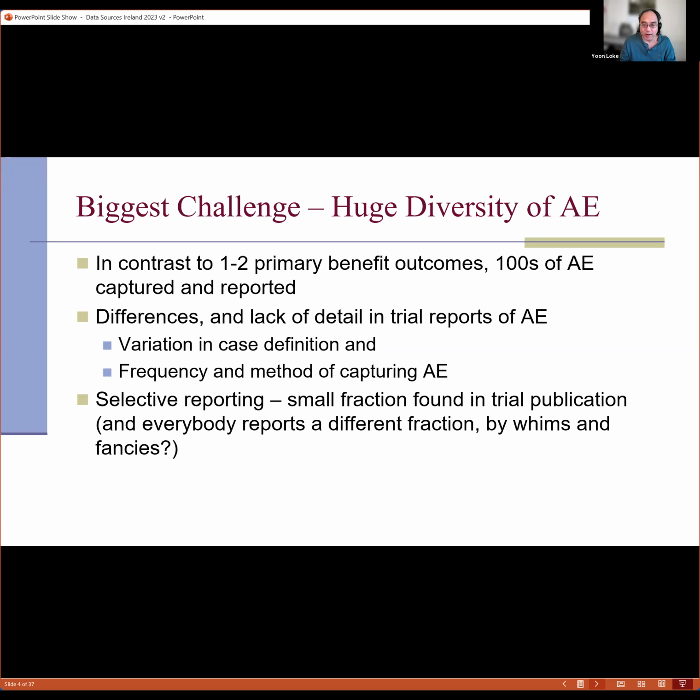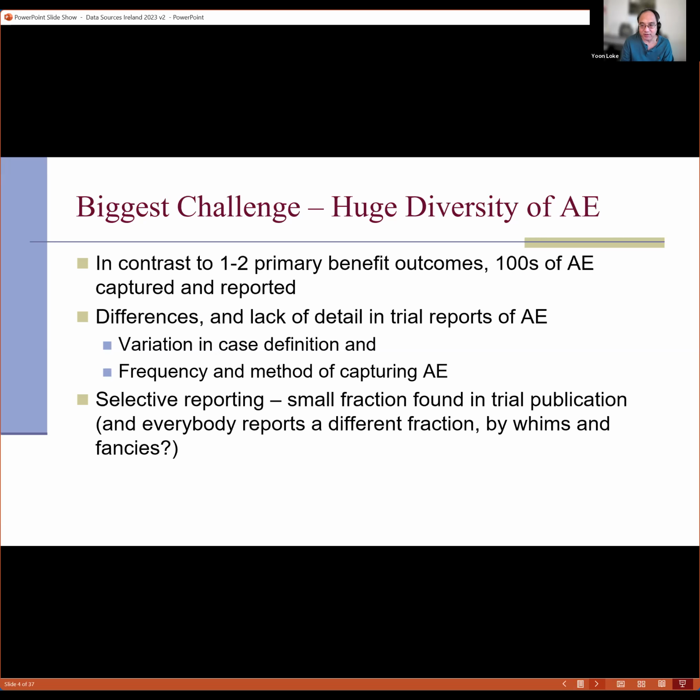And because of this overwhelming information overload, you will find that the case definitions for adverse events are not well standardized. It's very hard to write up the adverse events in any detail, and sometimes you don't even get the numbers of adverse events in the trial report. You might just get a very brief summary. And by far the biggest problem is what I mentioned at the bottom of this slide.